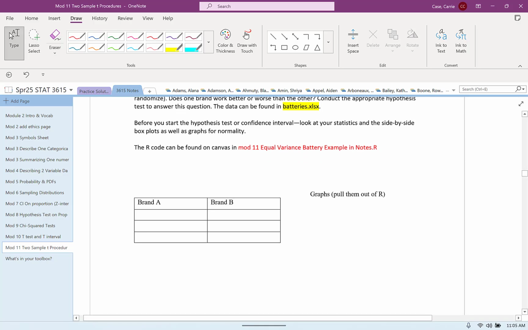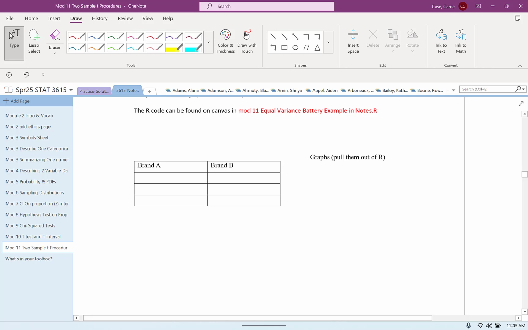Before you start the hypothesis test or confidence interval, you want to look at your statistics and the side-by-side box plots, as well as graphs of normality. The R code can be found in your Module 11 equal variance battery file.